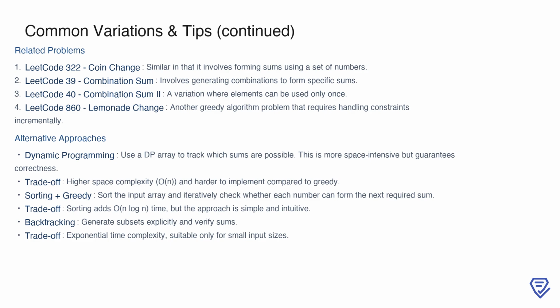Finally, there's backtracking, which explicitly generates subsets and verifies sums. However, this method has exponential time complexity, making it suitable only for small input sizes. Each approach has its trade-offs, and understanding these will help you choose the best one for your specific needs.